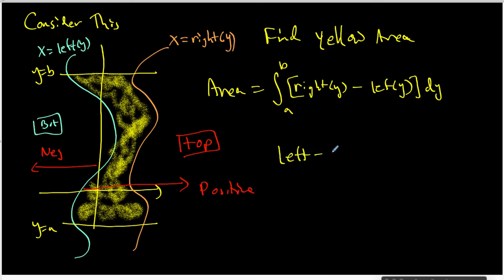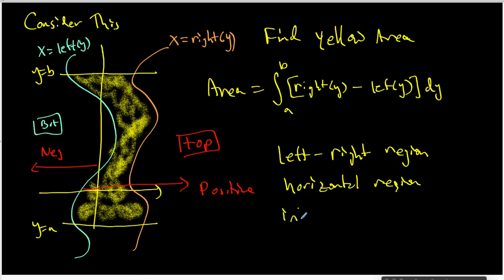This is called a left-right region, or you could think of it as a horizontal region, or as an integrate with respect to y region. But in any one of the ways of thinking about this, the area is going to be the integral of right minus left, because right is the thing that is on top and left is the thing that is on bottom if you are thinking in terms of y being the independent variable.